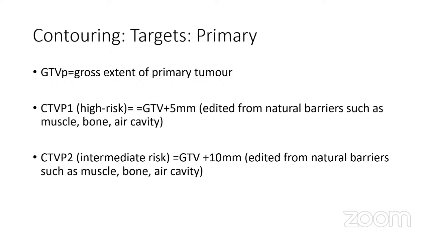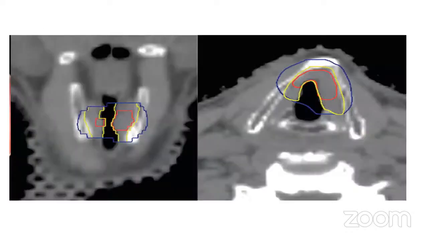We would include the GTV with a margin. And as ma'am has said, it's very important to remember that we don't include the thyroid cartilages and the air cavity in these CTVs, at least not in the CTV high risk, although the CTV intermediate risk can actually go beyond, as we've been seeing in some of these images. So you see in this one, for example, the intermediate risk CTV does go slightly beyond the cartilages, but not beyond the strap muscles.